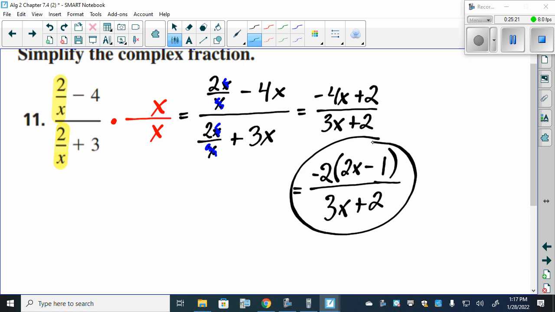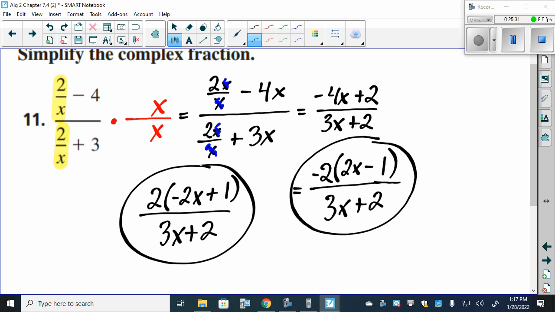Now we don't have to factor the negative out. We could have just factored the 2 out and gotten this here. They both work. They're both the same answer. I would be more inclined to just factor the 2 out if, say, the denominator was negative 2x plus 1. Then they would both be the same, and we can just cancel them out. So either one of these work.